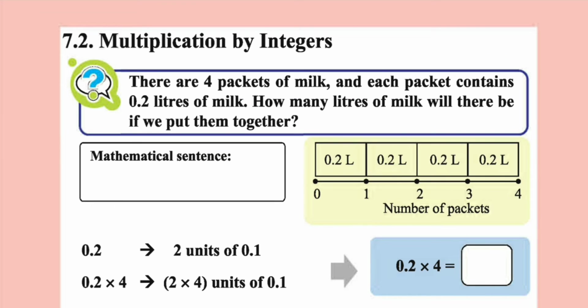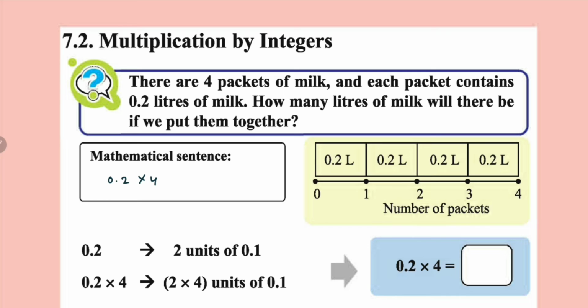Multiplication by integers. There are 4 packets of milk and each packet contains 0.2 liters of milk. How many liters of milk will there be if we put them together? There are 4 packets. One packet has 0.2 liters in it. There are a total of 4, so into 4. This is the mathematical sentence. So 0.2 plus 0.2 plus 0.2 plus 0.2, if you add them up, how much will you get? You will get 0.8 liter.